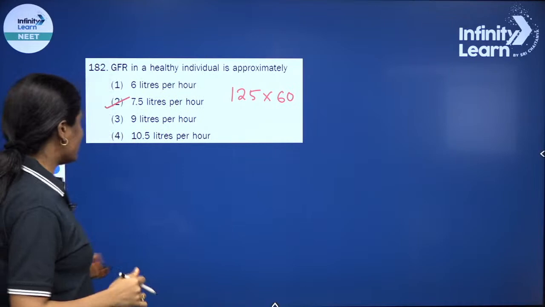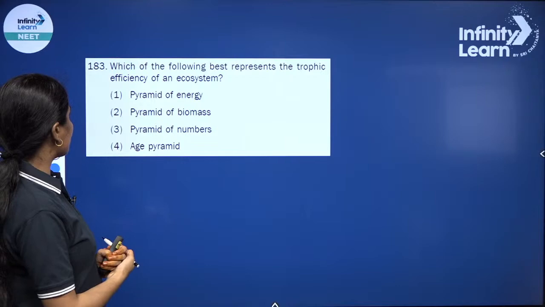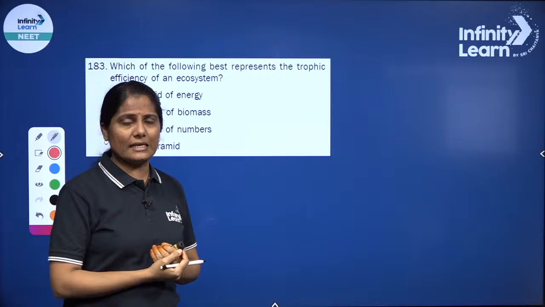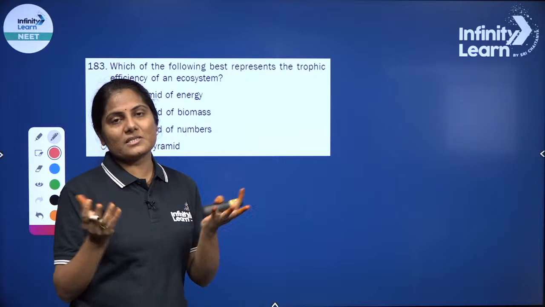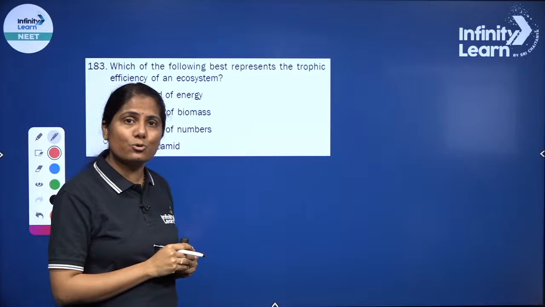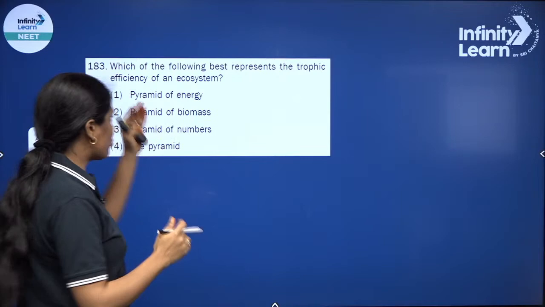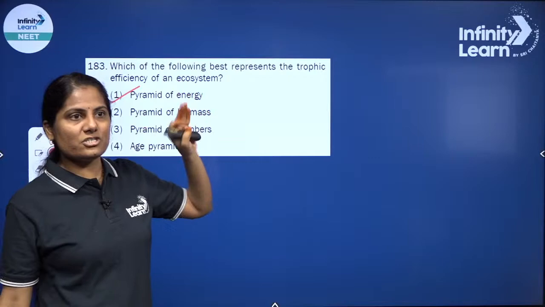Which one of the following best represents the trophic efficiency of an ecosystem? If you're talking about trophic efficiency in an ecosystem, which represents it the best? It's the pyramid of energy. Remember the 10% rule, and also how the pyramid of energy is always upright. So trophic efficiency is best represented by the pyramid of energy. Yes, all of you got it right again.